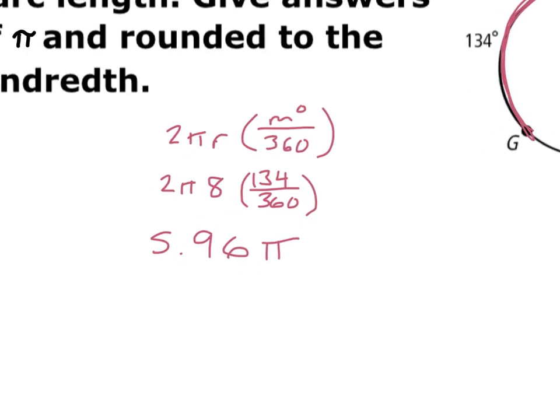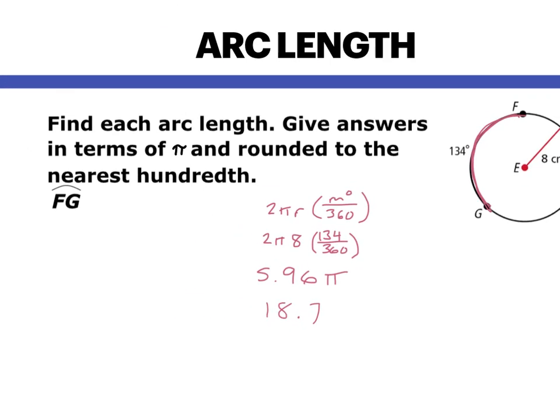Now I'm just going to multiply this times 3.14, and that gives me 18.7. So here's our answer in terms of pi, and then here's our answer rounded to the nearest hundredth.